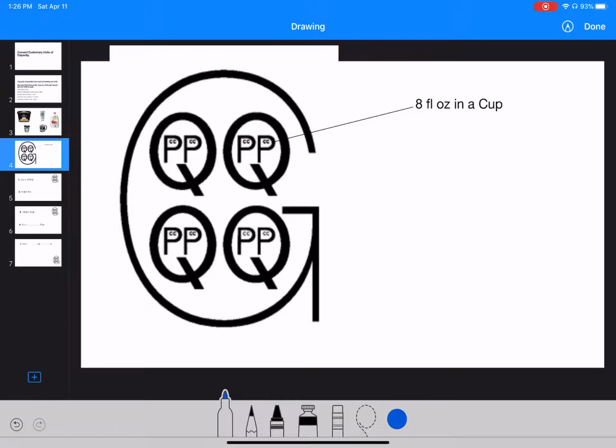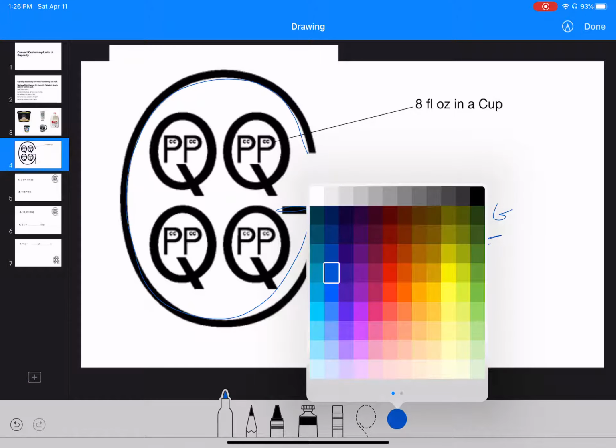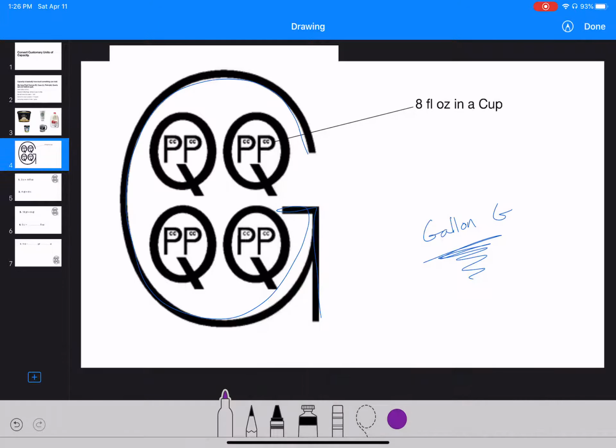I like to refer to this picture as a way to help understand how many of each thing is in a gallon or in each other. So I call this the gallon G. This big outside G here is a gallon. And inside the gallon, we have 4 quarts. So we have the 4 Qs. This is 1 quart, 1 quart, 1 quart, 1 quart. All right, so we have 4 quarts in a gallon.